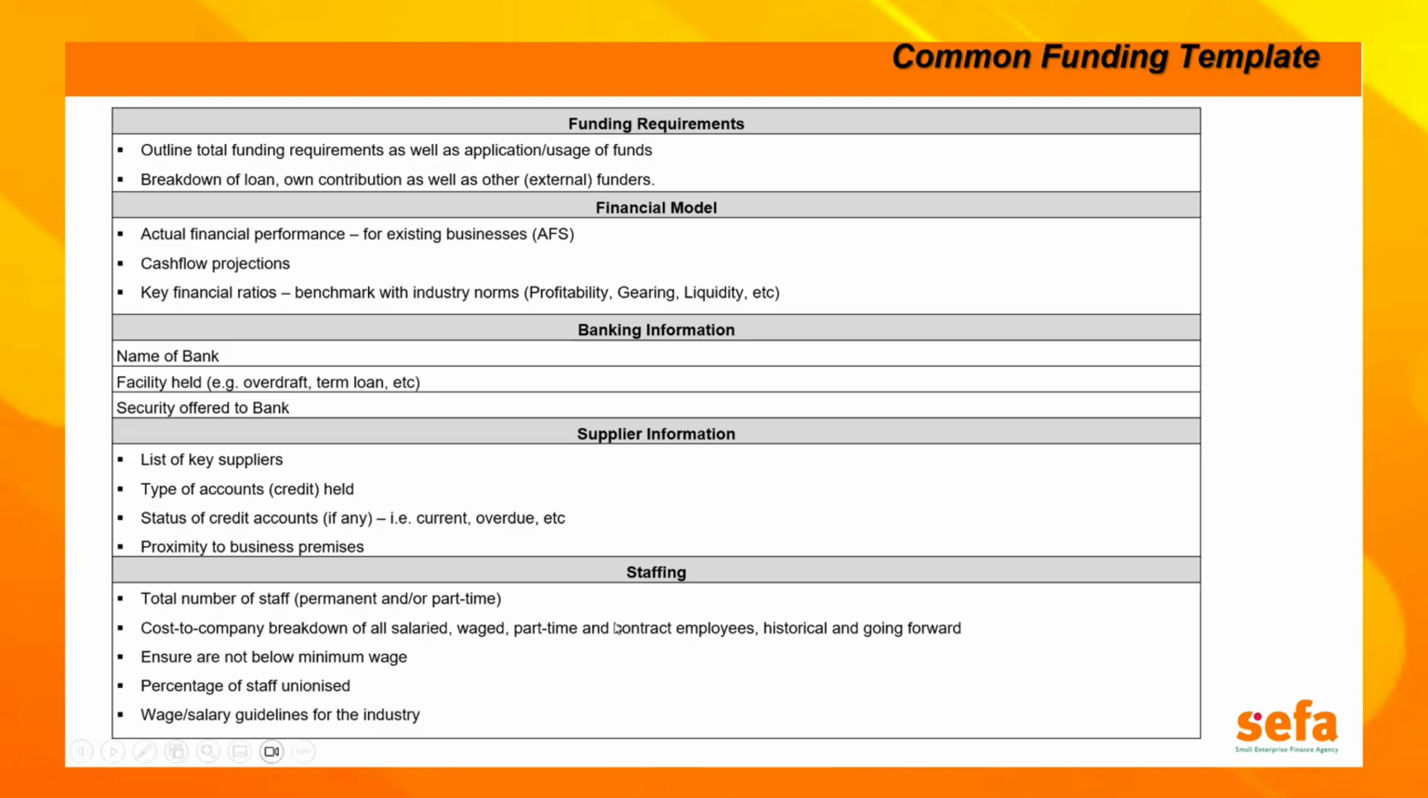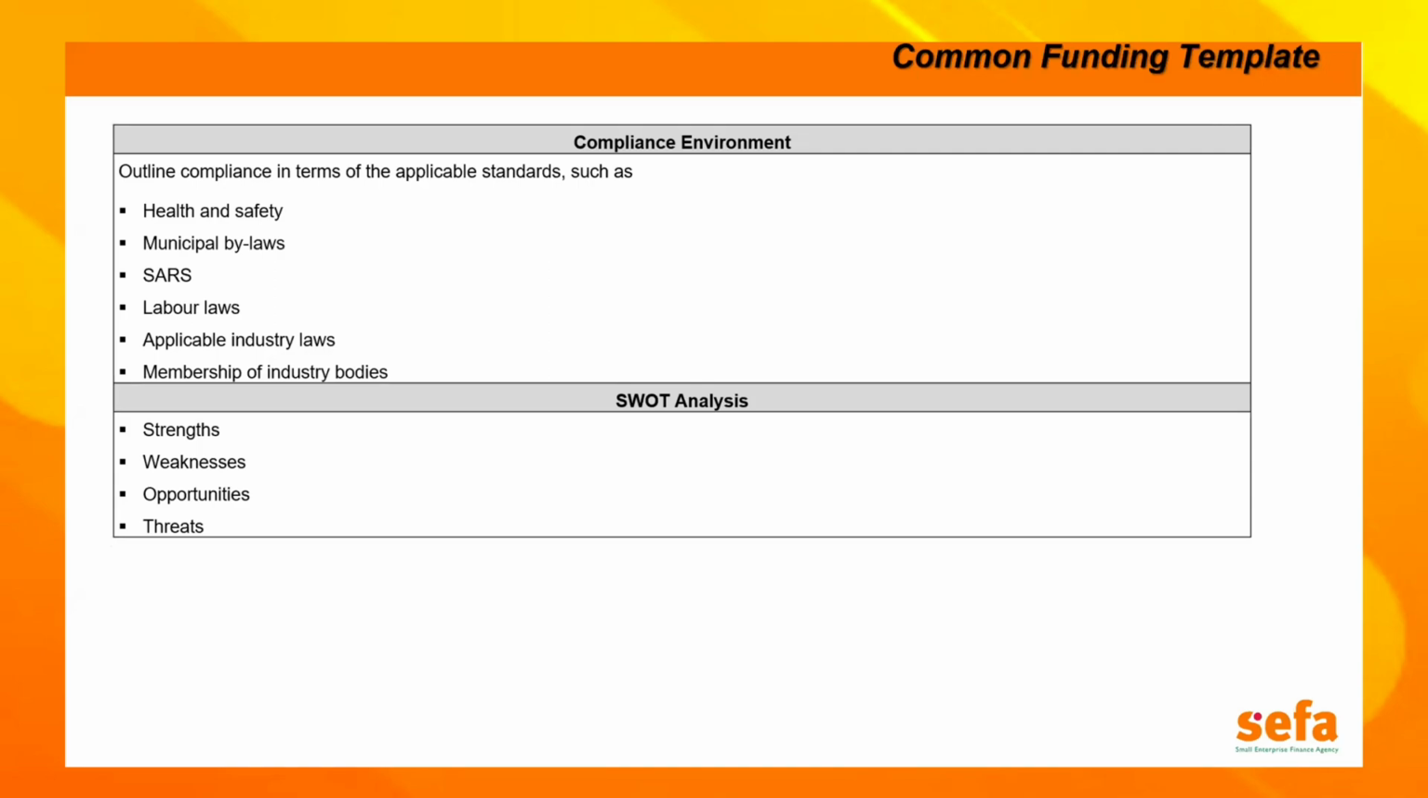And then any form of guidelines in terms of the industry when it comes to wages and salary, the union, the minimum wage, those kinds of things. So the last slide, we're talking here about the compliance environment. Depending on the nature of business, depending on the nature of the industry, we do check that compliance environment. The businesses that we support, we need to make sure that they are compliant in terms of any legislation that exists and is relevant out there.